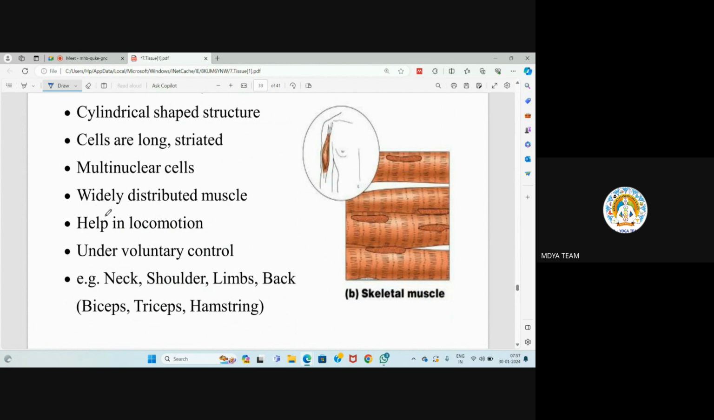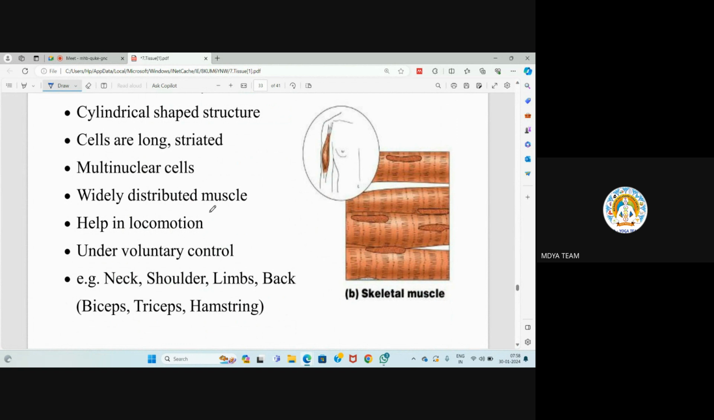They are widely distributed. Skeletal muscles are present almost throughout the body, from our face, from our head to our toe, and help in locomotion. Our skeletal muscle is the only voluntary muscle, and that is why we are able to walk around, to run around, and do any type of movement, that is locomotion. And skeletal muscles are under voluntary control. That is the important thing.